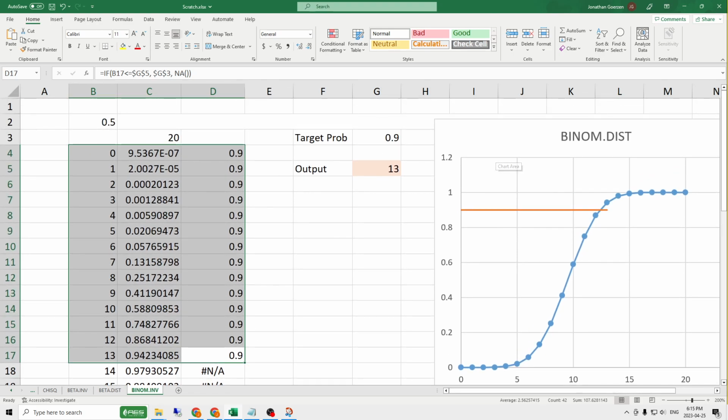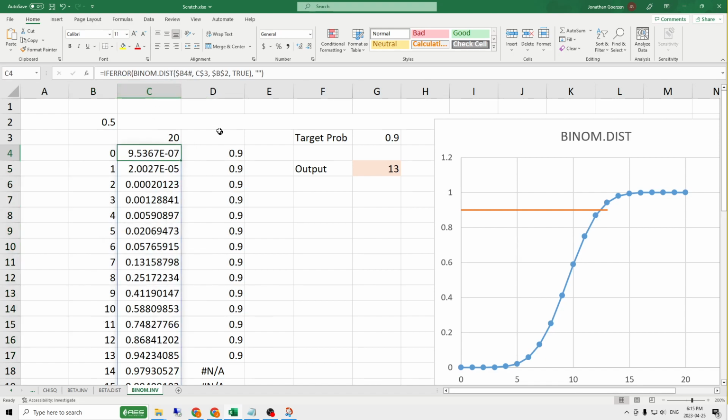Related functions to this, of course, are BINOM.DIST, the binomial distribution function, and the binomial distribution range, if you wanted to calculate for a range of values instead of just one. Anyway, this concludes the video encyclopedia entry for the binomial inverse function, BINOM.INV.